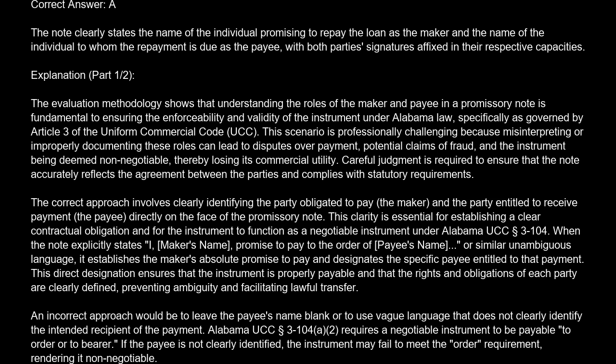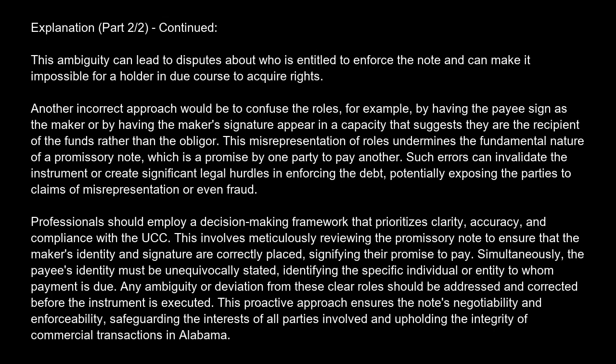An incorrect approach would be to leave the payee's name blank or to use vague language that does not clearly identify the intended recipient of the payment. Alabama UCC Section 3-104(a)(1) requires a negotiable instrument to be payable to order or to bearer. If the payee is not clearly identified, the instrument may fail to meet the order requirement, rendering it non-negotiable. This ambiguity can lead to disputes about who is entitled to enforce the note and can make it impossible for a holder in due course to acquire rights.